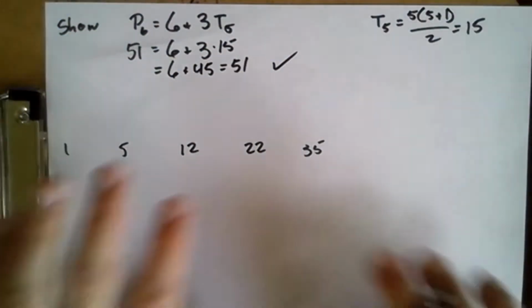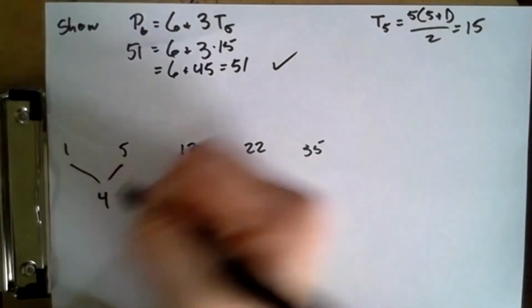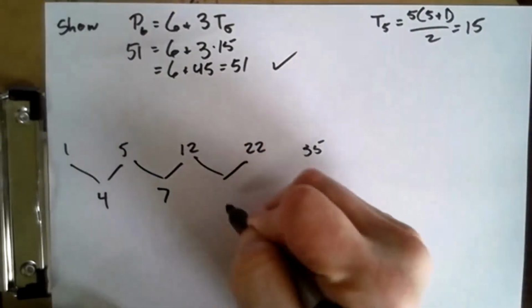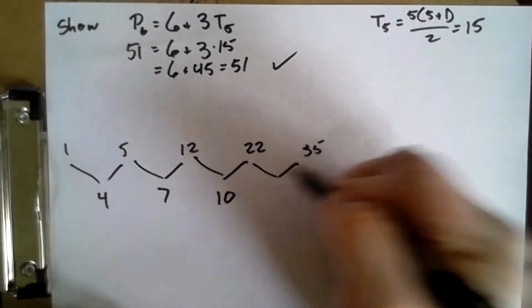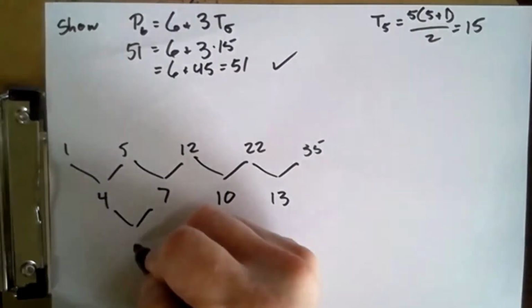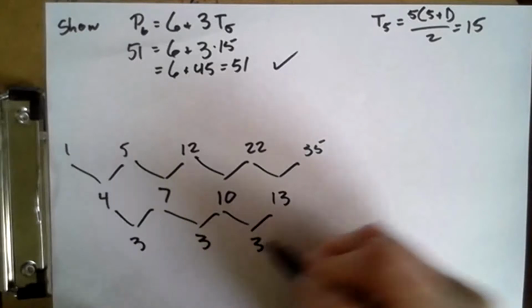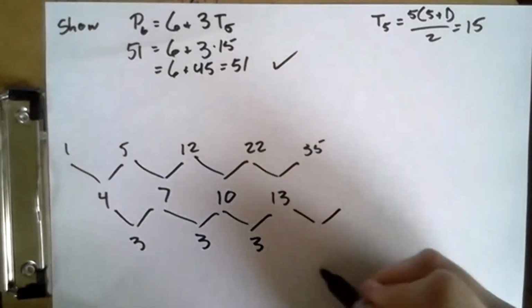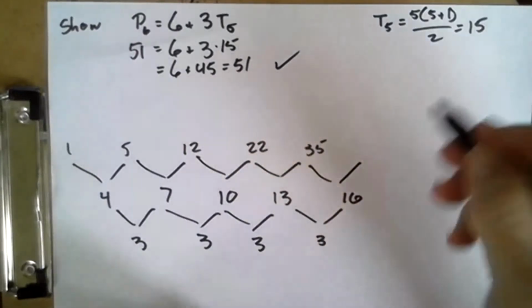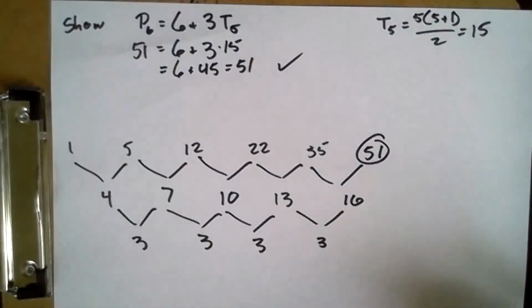Now we're going to use the method of successive differences here. 5 minus 1 is 4. 12 minus 5 is 7. 22 minus 12 is 10. 35 minus 22 is 13. 7 minus 4 is 3. 10 minus 7 is 3. 13 minus 10 is 3. So I'm going to add a 3 to 13 to get a 16, and then add 16 to 35 to get 51, which we already know to be our sixth pentagonal number.